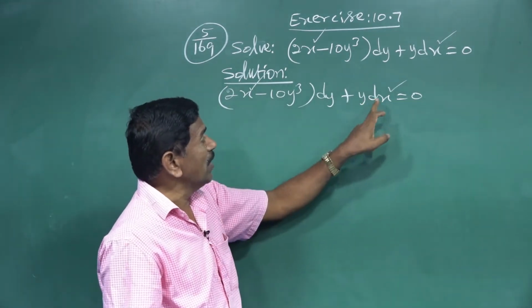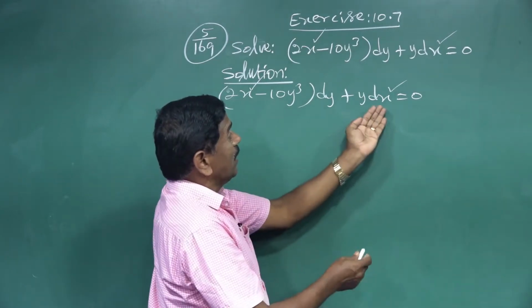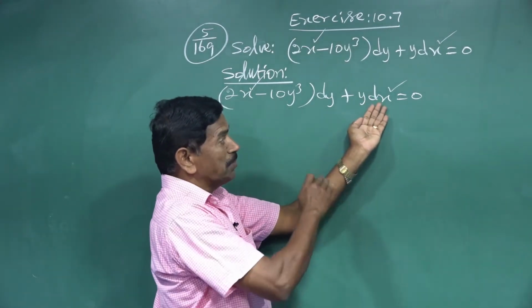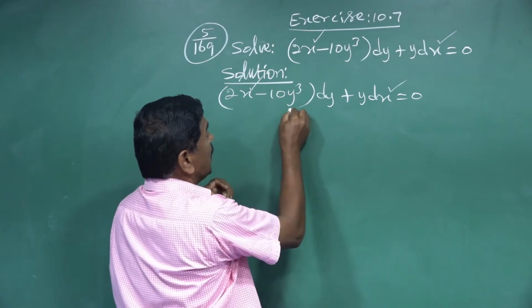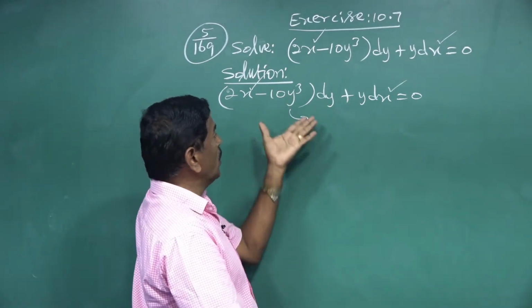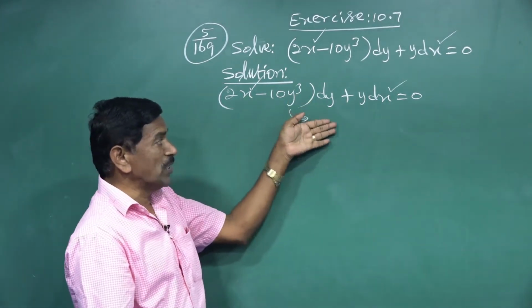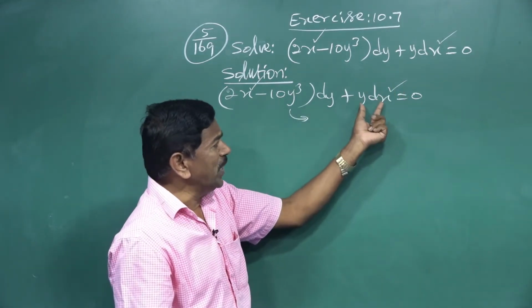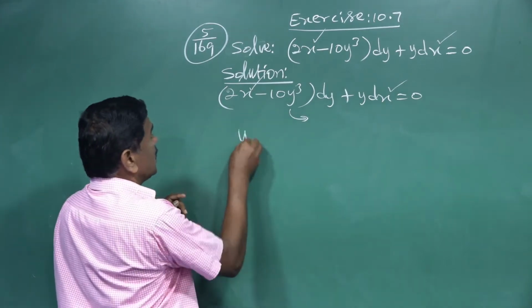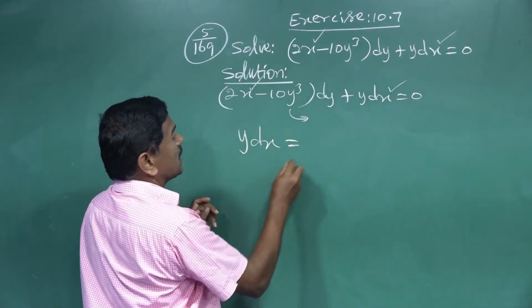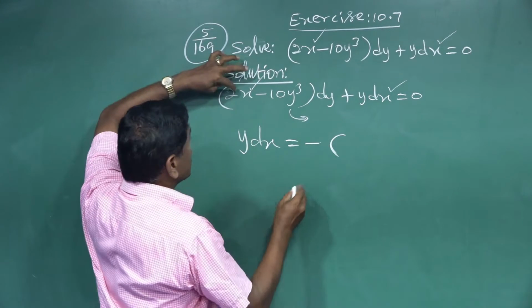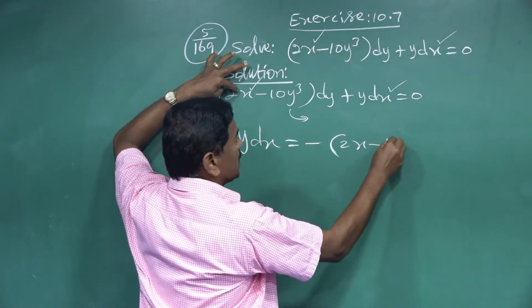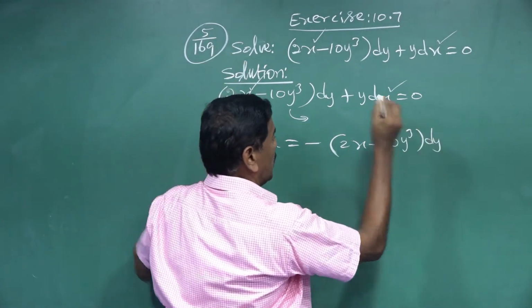So for our convenience, I want dx by dy. The dx term stays on the left side, and this dy term goes to the right, becoming negative. There are two terms, one term plus another term. So the first term goes to the right side, and keep y dx on the left side itself. So y into dx is equal to minus of (2x minus 10y cube) into dy.